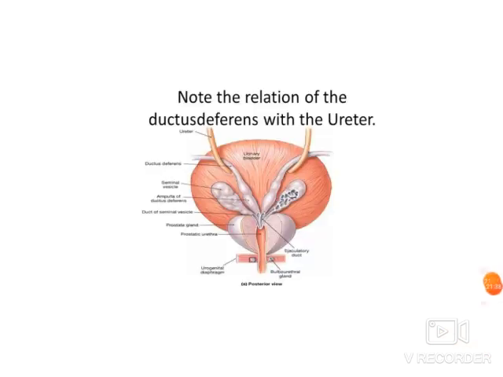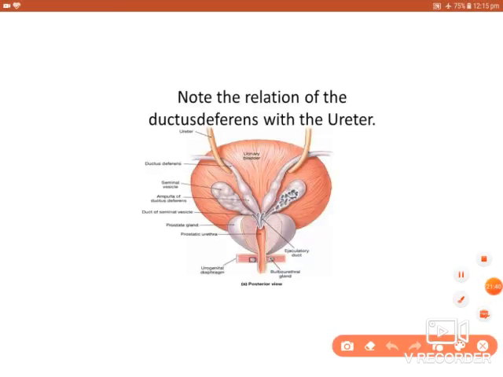Here, this is the prostate. So in males, you can see this is the urinary bladder. This is the base of the urinary bladder. Prostate, that is the posterior of the prostate. This is the view from behind. So you can see this is the ureter.